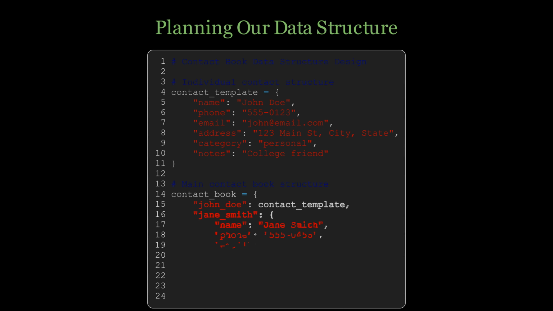Here's our planned data structure. Each contact is a dictionary with all relevant information. We use a main dictionary with normalized names as keys for instant access. This design is scalable, flexible, and follows dictionary best practices.